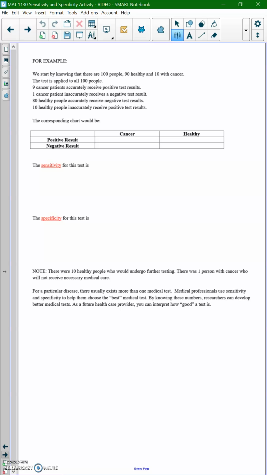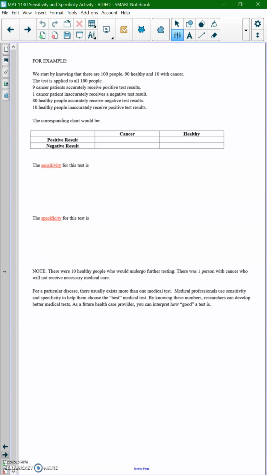So let's take a look at this example. We start by knowing that there are 100 people, and we know going in that 90 of these people are healthy and 10 of them have cancer. We give them all this same medical test for cancer. We apply it to all 100 people.